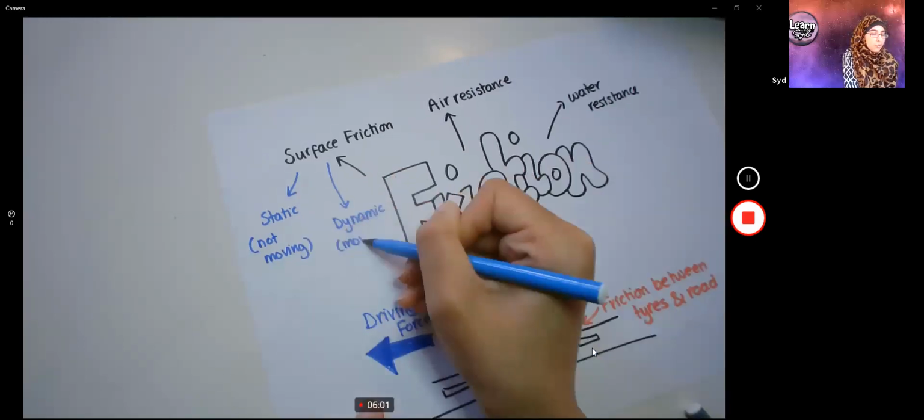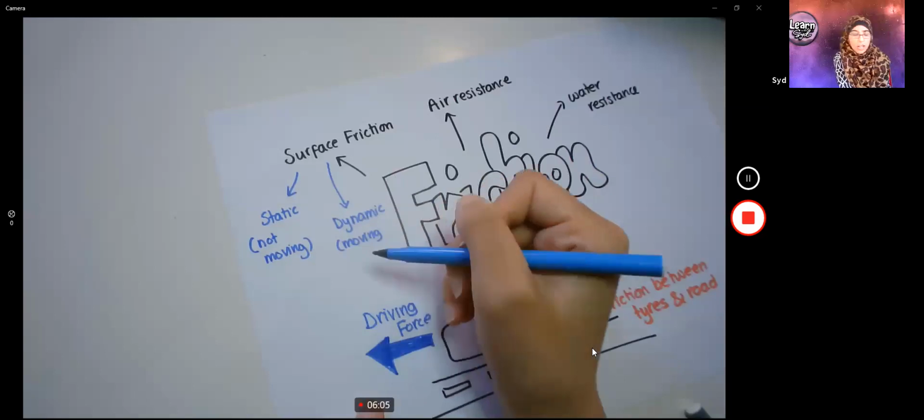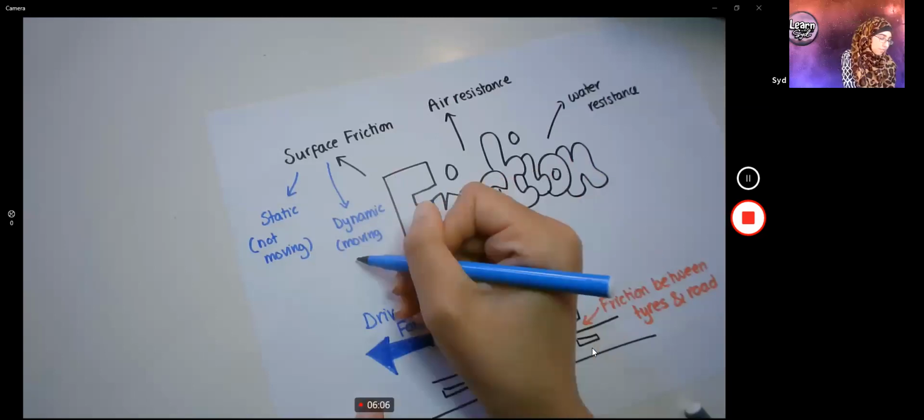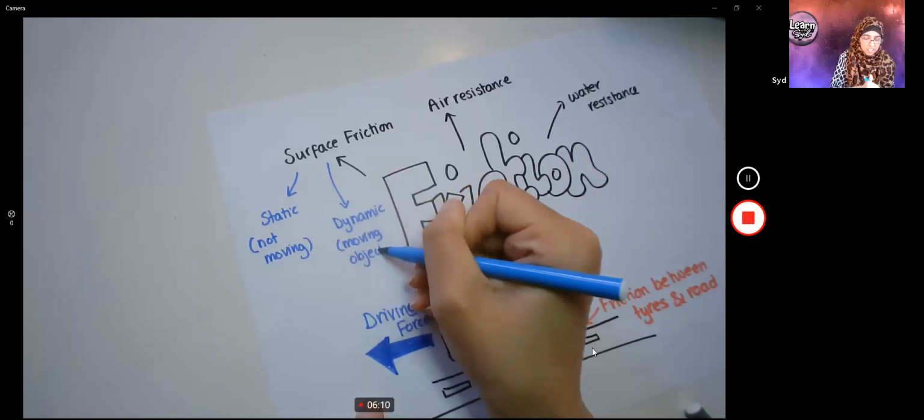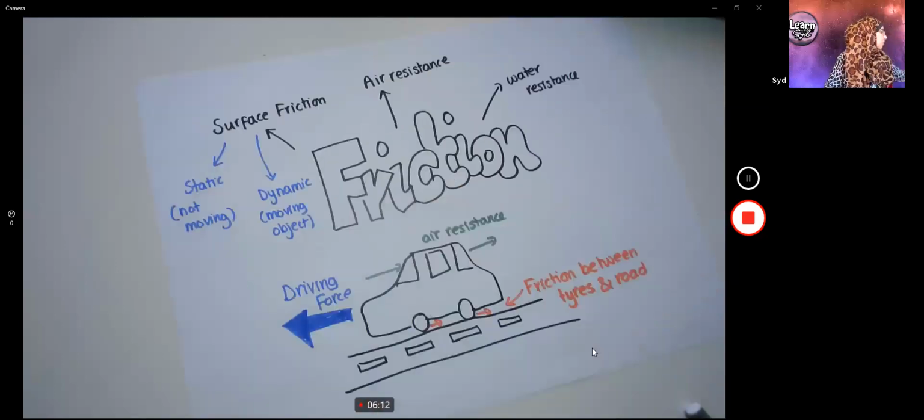Now, people normally think that friction can't happen if you're stationary, if you're not moving, okay? But if you think about it, if you've got a heavy box, let's draw a big, massive, heavy box. I need a brown color for my heavy box.